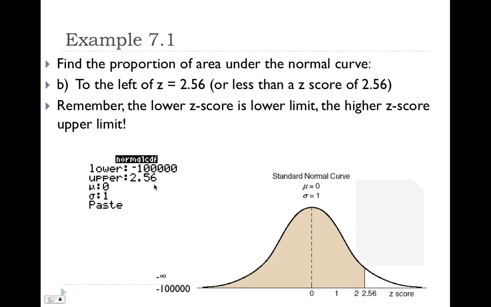So when you calculate that, you should get 0.9948, almost all the area of the bell curve. So maybe our picture is not entirely accurate. It's okay. It's just there to show you a representation of what we're trying to find. We're trying to find the area to the left of 2.56. So the proportion of area under the curve to the left of z equal 2.56 is 0.9948.